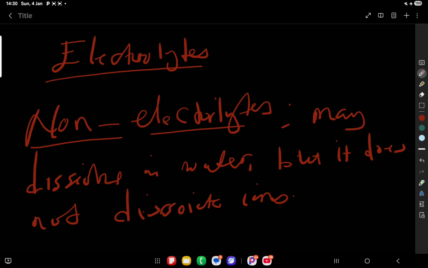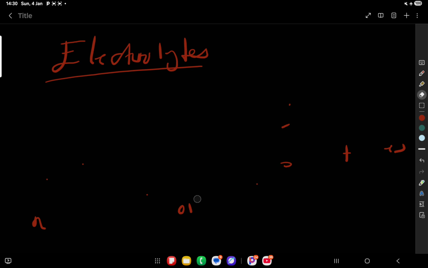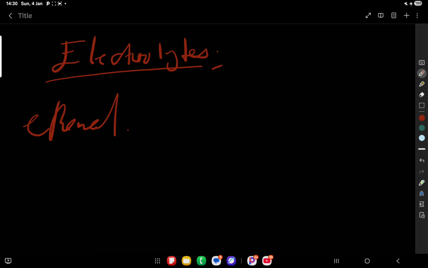The examples that we talk about here, and I've seen questions normally asking you to give examples of non-electrolytes. These will dissolve in water, which is a solvent, but they won't dissociate into ions. What examples do we talk about here? We talk about ethanol, as I've said. Ethanol will dissolve in water, but it won't dissociate into ions. Let's talk about the behavior of sugar. Sugar will dissolve in water, exactly. But does it dissociate into ions? It doesn't, so it is a non-electrolyte.